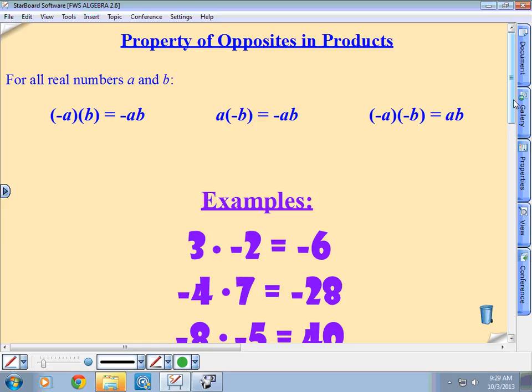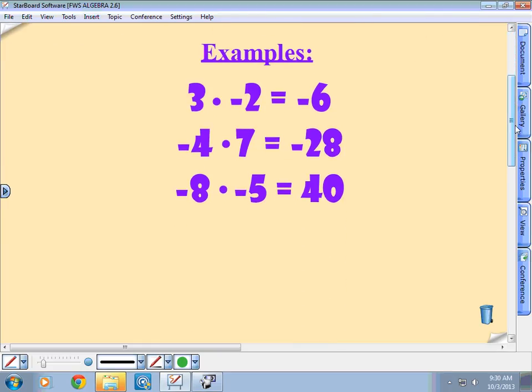Property of opposites. Now when I multiply two things with different signs, one's a positive and one's a negative, it doesn't matter which is first and which is second. The answer is going to be negative. Okay? So let's look at a couple of these real quick. So 3 multiplied by negative 2 is negative 6. Notice a positive and a negative, two different signs, is going to give me a negative number. I multiply 3 times 2 and it's 6, it's negative 6.